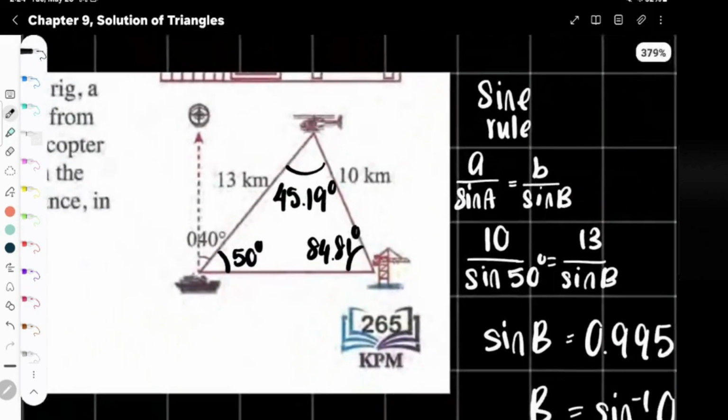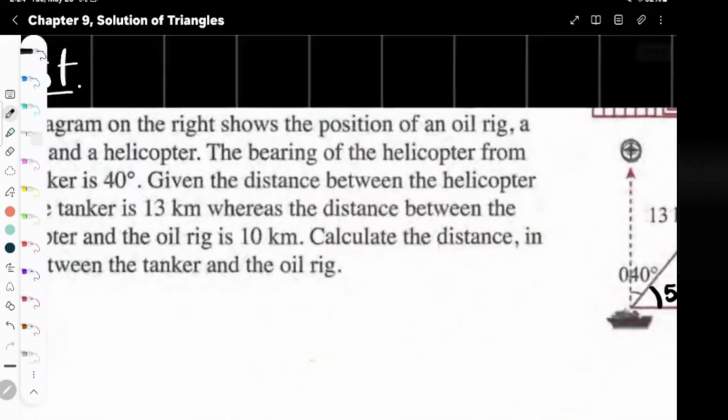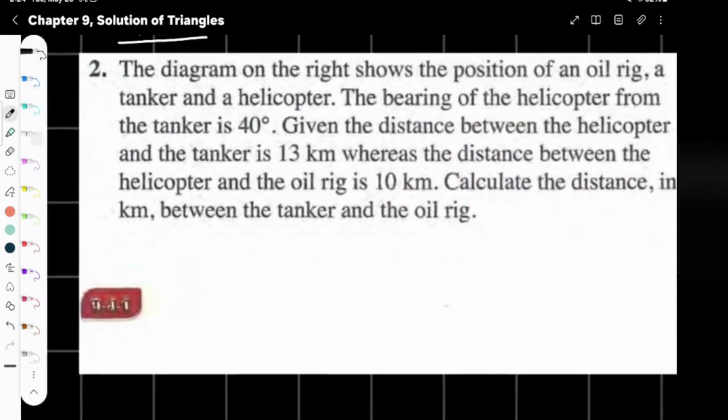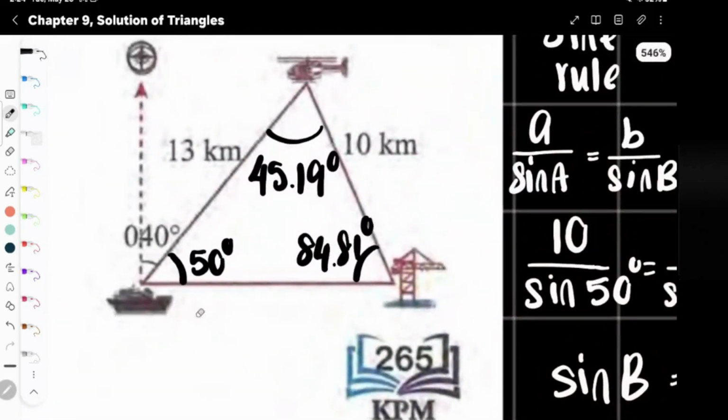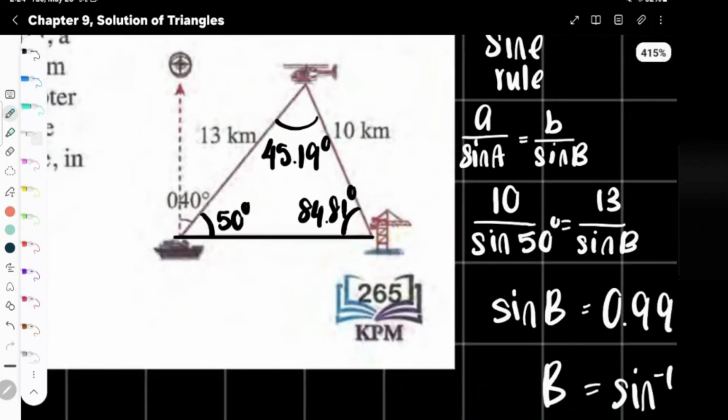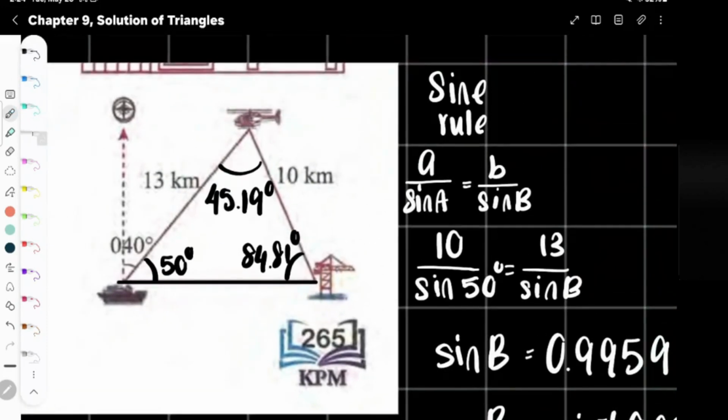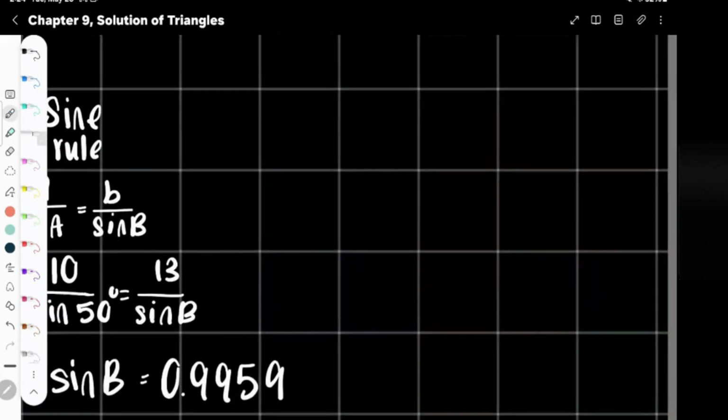So now, once we do this, we can look again at the question. What do they ask? Calculate the distance in kilometres between the tanker and the oil rig. So they want this distance here. What can we use? We can use the cosine rule.